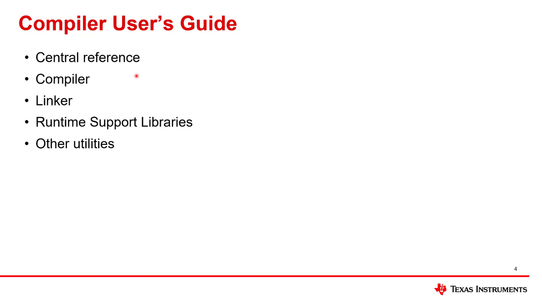Okay, the main tools it covers are the compiler itself and the linker, and some other utilities that are covered in there. The runtime support libraries are also described in this manual.